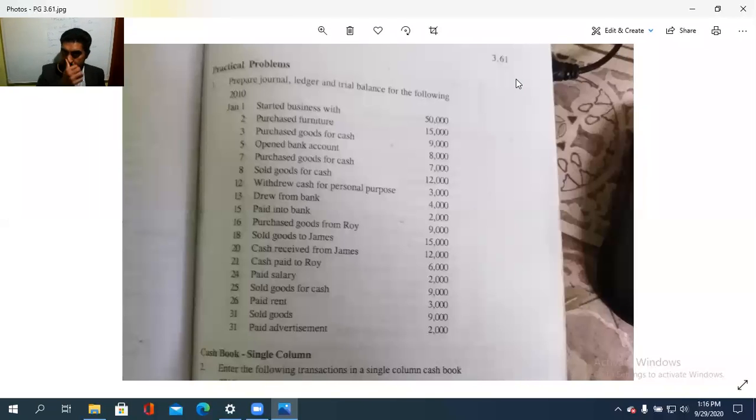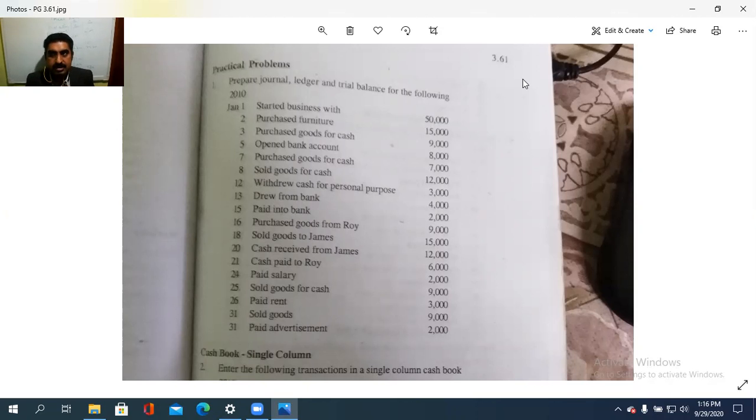So, page number 3.61, practice problem 1, and it is given as an assignment also. You need to pass the journal entries, prepare the ledger accounts, and then the trial balance. So, started business with 50,000, cash account debit to capital, because only cash is coming in, there are no goods and no furniture. Then it is treated as cash. So started business with 50,000, cash account debit to capital, 50,000.